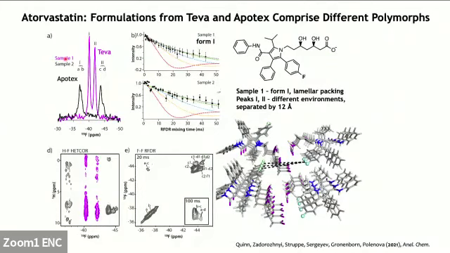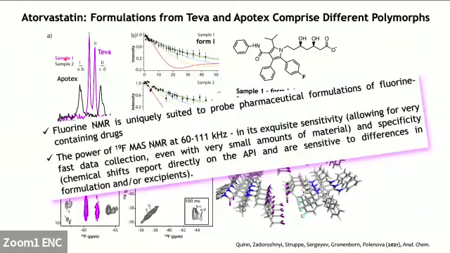Right, so the RFDR exchange curves are consistent with longer distances. Roma and Kate collected some other experiments, and they were able to identify, on the basis of the chemical shifts and also these exchange curves, that sample 1 from Teva is consistent with what's called form 1 in the Cambridge database, which is a lamellar packing type of structure. And there are 2 different environments and 12 angstrom distances in between. Right, so what I hope I've shown you so far is that you can get very nice information from fluorine-based experiments on pharmaceutical formulations. These experiments are not only very sensitive, but they're also very specific.